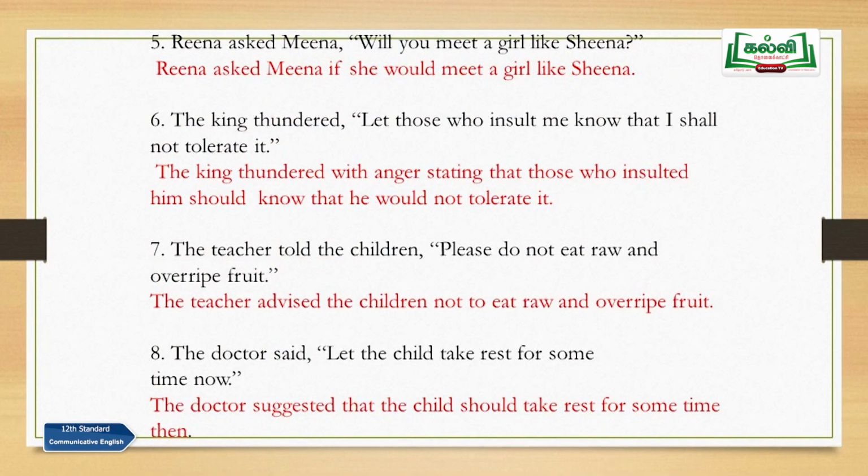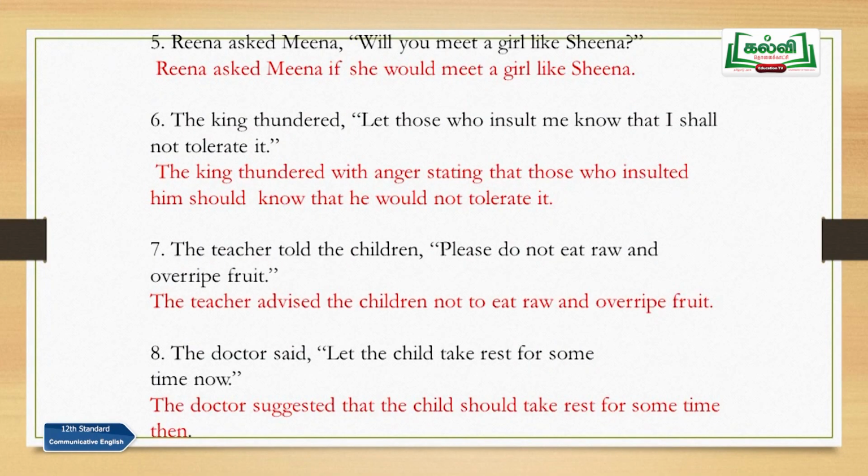Now he's telling something. Let those who insult me know that I shall not tolerate it. So he is stating that those who insulted him. So insult, the question you got in the present tense, you change it into the past tense. Those who insulted him. The pronoun me changes to him. Should know that he would not tolerate it. Now remember children, don't literally transform shall into should. So here it shows the situation. I will never tolerate such things. I shall not tolerate it. So in your answer you use would. That he would not tolerate it.